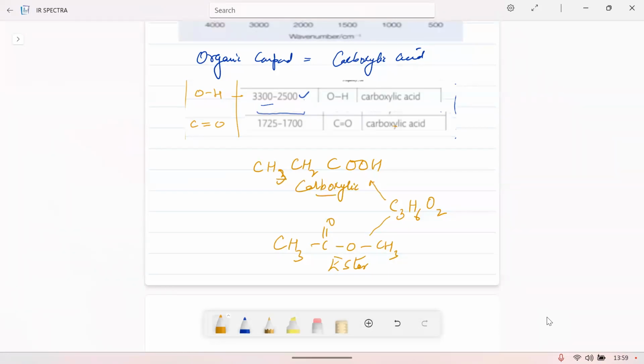From the IR spectra, we were able to identify that my molecule is a carboxylic acid. It is not an ester because it contains the peak for the OH and the peak for C double bond O.